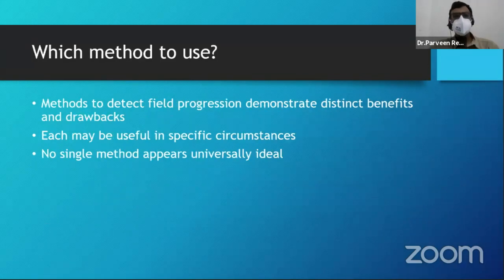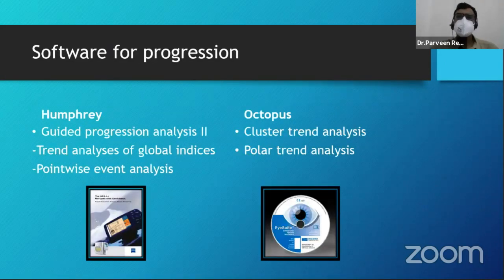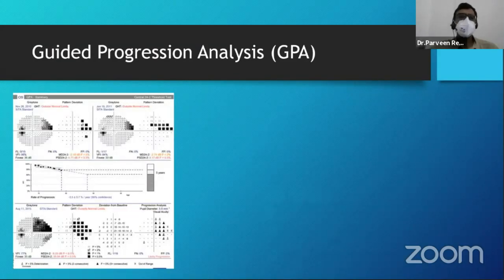So which method to use? Methods to detect field progression demonstrate distinct benefits and drawbacks, as we have seen for both trend and event. So a mix of both of these is probably required. And that's what most of the popular machines in our practice have done. They have brought in special programs which use both of these and give an automatic printout for the analysis. First, we talk about the Glaucoma Progression Analysis of the Humphrey.